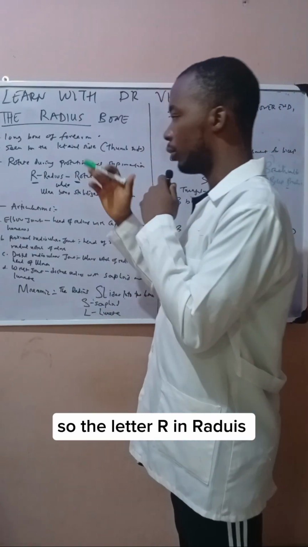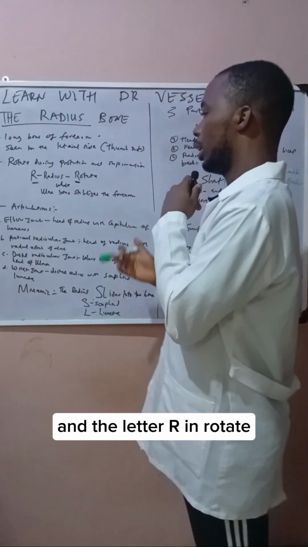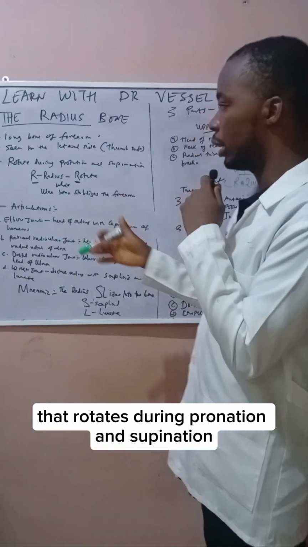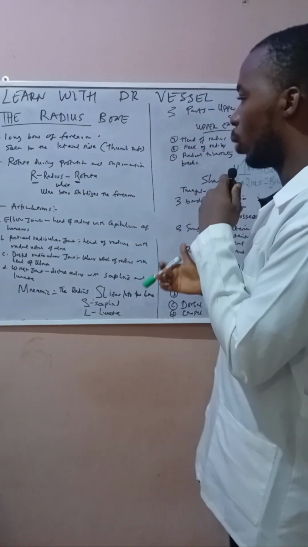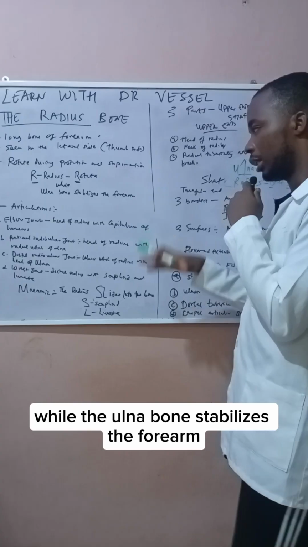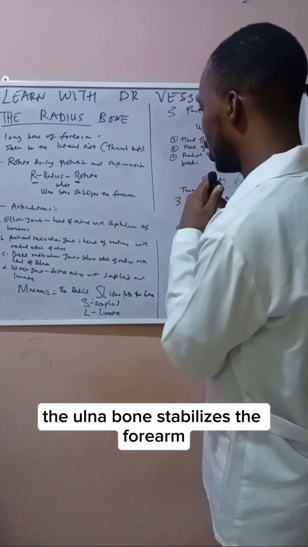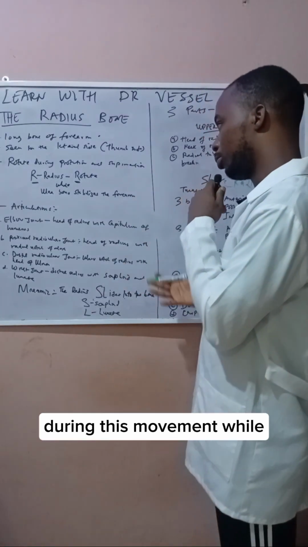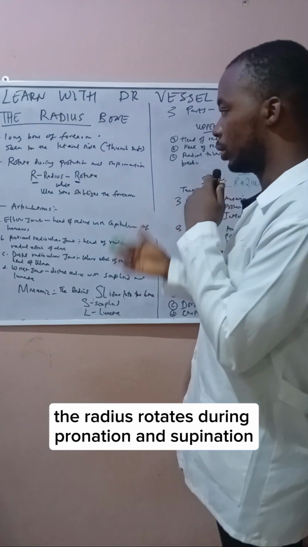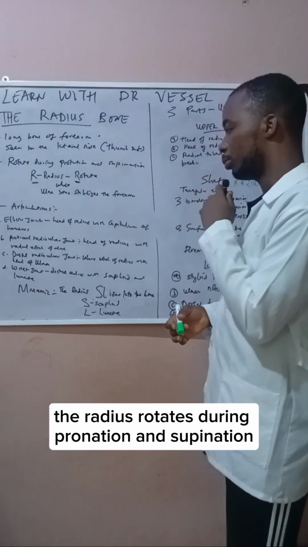So the letter R in radius and the letter R in rotate can help us remember that it is the radius that rotates during pronation and supination, while the ulnar bone stabilizes the forearm. The ulnar bone stabilizes the forearm during this movement, while the radius rotates.